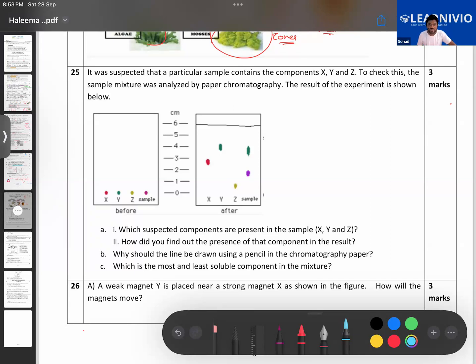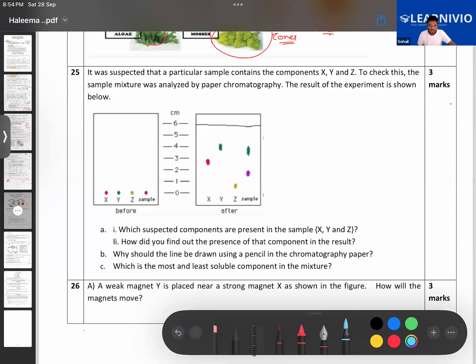Anyways, the question here is which suspected components are present in the sample X, Y, and Z here. So the suspected components that are present in the sample are those that are matching the positions of the sample's spot on the chromatograph. Getting what I'm trying to say? Should I repeat what I said?